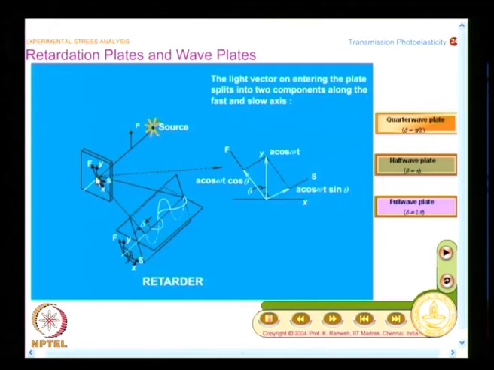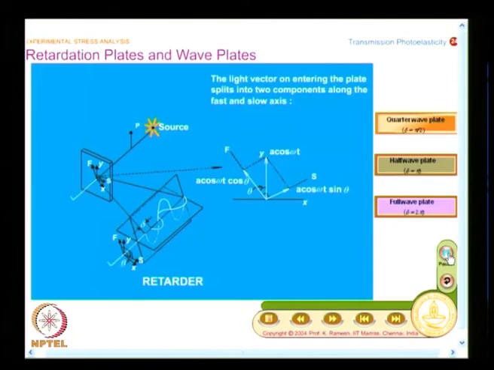In a crystal plate, the fast and slow axes are the same at every point in the whole crystal plate. In an actual model, the fast and slow axes change from point to point depending on the state of stress, as simple as that. And you have a very nice animation here. This animation gives you what happens pictorially within the model and what you see when the light comes out. And when the light comes out, you have an elliptically polarized beam of light.